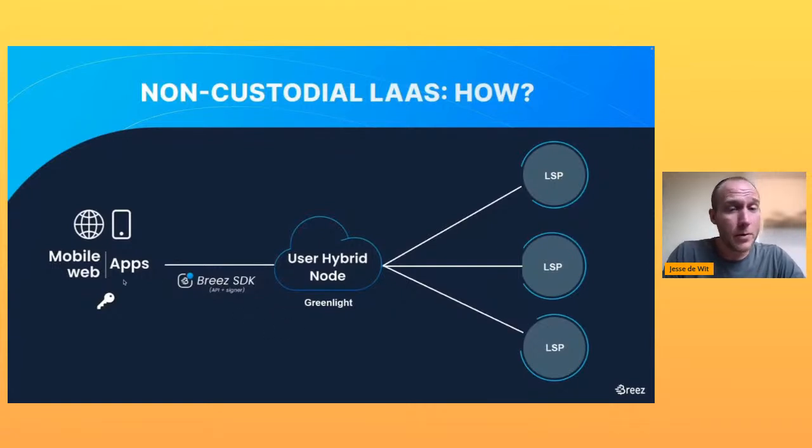So, a little recap: the user will end up with one node in the cloud with a single balance, and many apps communicate with that node to facilitate payments. Greenlight is the node infrastructure, and the LSPs, Lightning service providers, connect you to the Lightning network through Lightning channels, and they provide liquidity in your channels.